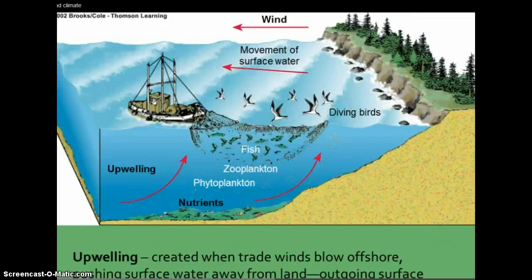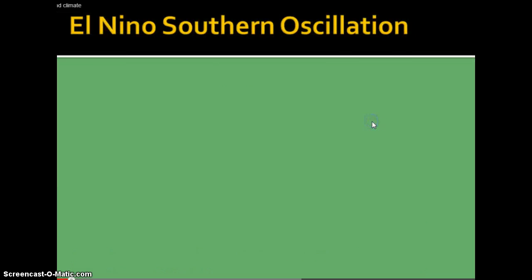Upwelling is created when trade winds blow the surface water away from the coast. So here you've got trade winds near the equator, and you can see they're moving the water away. And so when that happens, the colder nutrient-rich water from the bottom is going to rise to the surface, or upwell, and take its place. And this is very important because it brings nutrients to the surface that the fishing industry really depends on to provide the nutrients their fish need in the fish nurseries.